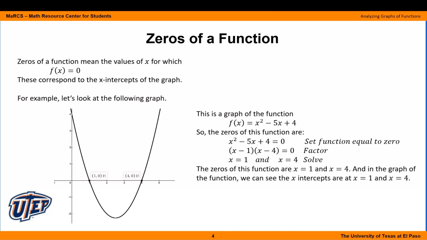Now let's find the zeros of a function. Zeros are values of x where f of x is equal to 0. These are the points where the graph crosses the x-axis. In this example, we set the function equal to 0 and solve. First, we factor. X squared minus 5x plus 4 is equal to x minus 1 times x minus 4. So the zeros are x is equal to 1 and x is equal to 4. And you can see those exact points on the graph where it crosses the x-axis.